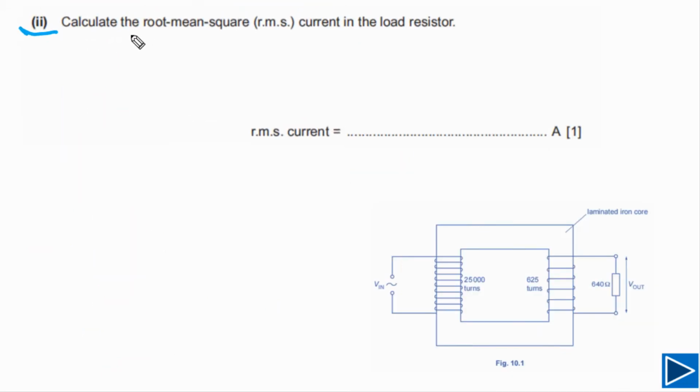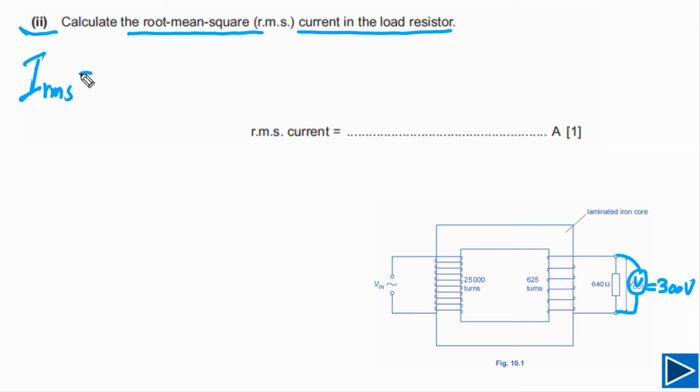For the second part, we need to calculate the root mean square current in the load resistor. Now you can see we have calculated the value of Vout. Vout is equal to 300 volts. It simply means that if you connect a voltmeter across this load resistor, the reading on this voltmeter is 300 volts. Now we need to find the current in this resistor. The resistance of this resistor is given to us. We need to find IRMS.